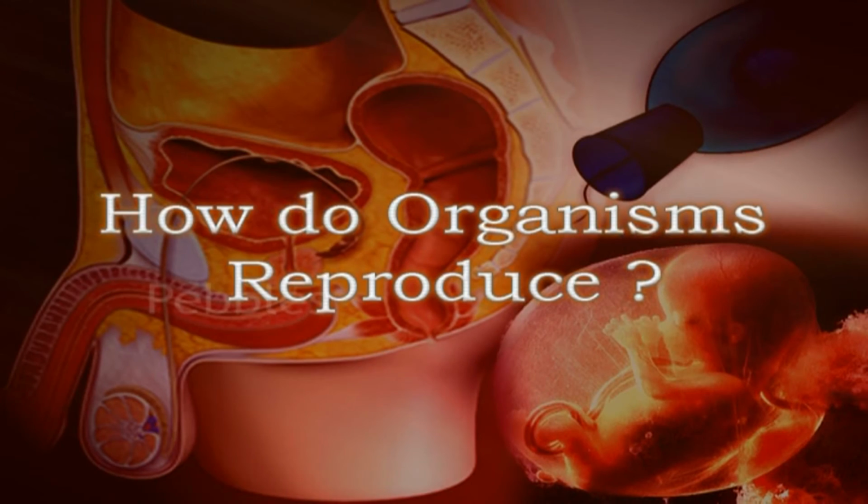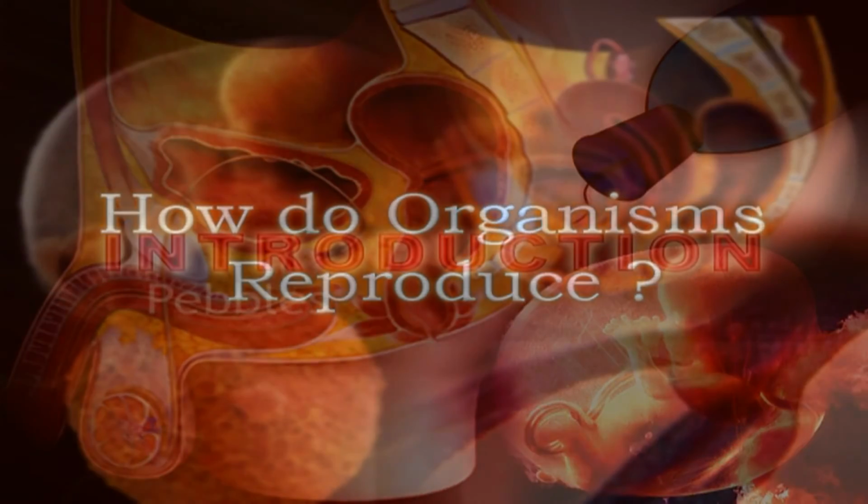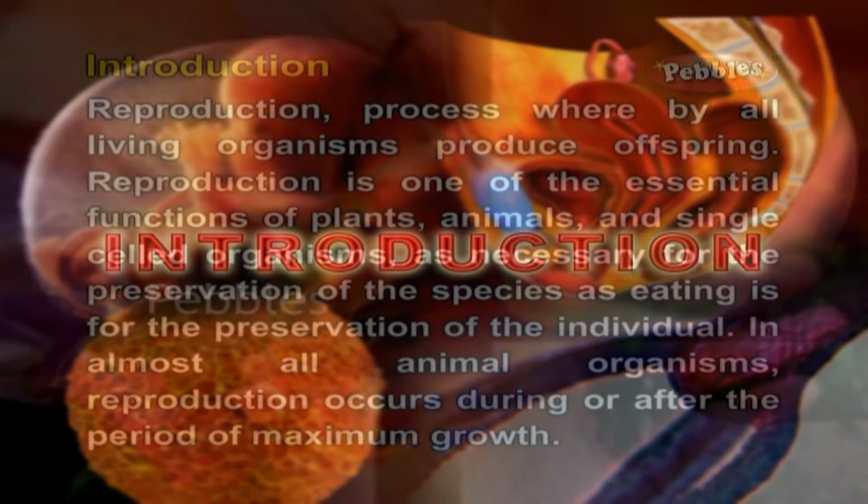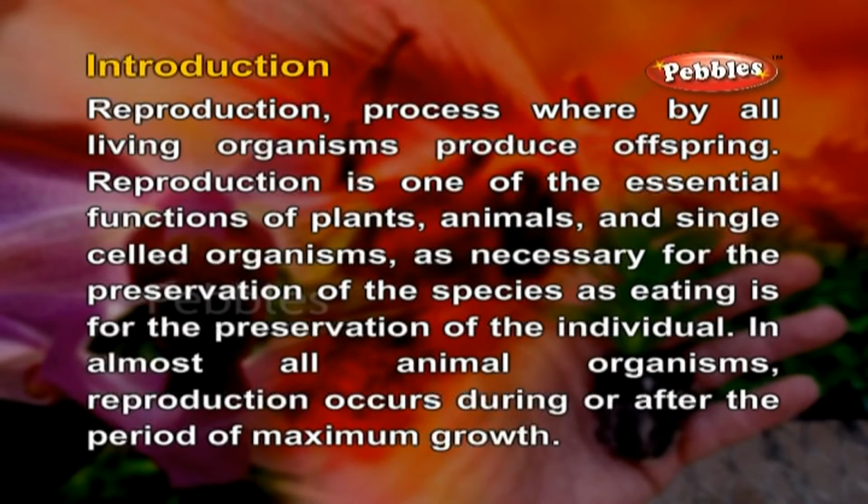How do organisms reproduce? Introduction. Reproduction, process whereby all living organisms produce offspring. Reproduction is one of the essential functions of plants, animals, and single-celled organisms, as necessary for the preservation of the species as eating is for the preservation of the individual.